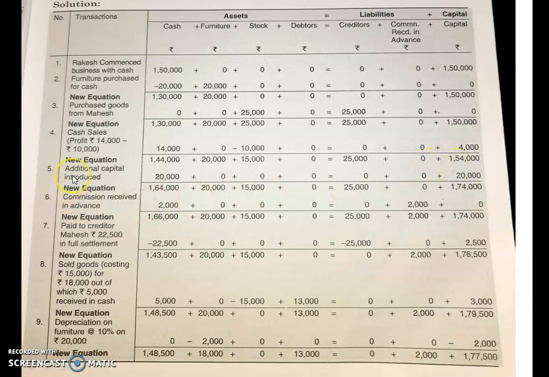Now the next case: additional capital introduced. You have brought some more capital, so there is more cash in the business now. How much more cash is brought into the business? It's 20,000. Your cash balance has increased, and capital also increased by 20,000. So the cash becomes 1,64,000. Furniture, stock and creditors remain the same. Bring them down as they are. And capital also increases as we have introduced additional capital, so the amount in capital is 1,74,000.